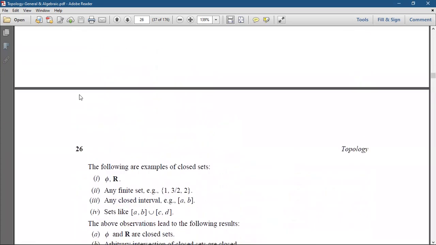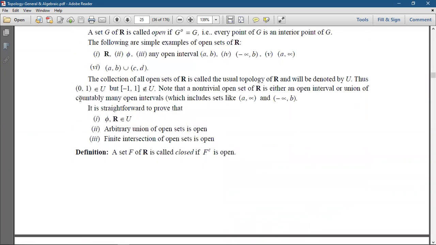Similarly, in open sets, phi and R are open sets. Arbitrary union of open sets is open, and finite intersection of open sets is open. Here the point should be noted: arbitrary union of open sets is open, and finite intersection of open sets is open.